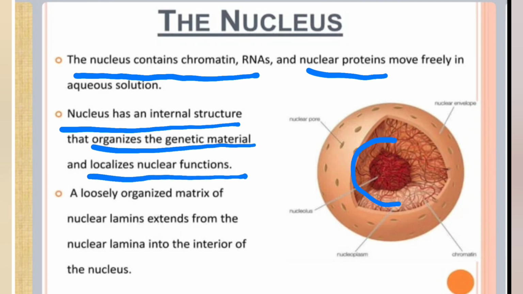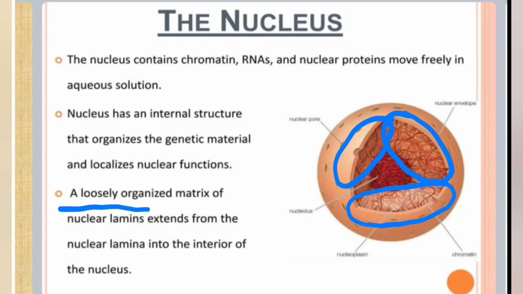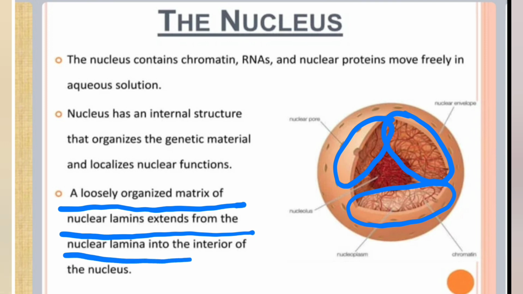Here you can see one red colored nucleolus. The nucleolus mainly contains this genetic material, and it has a proper structure. And here you can see one meshwork-like structure. So this is chromatin. These are loosely attached genetic materials, and the loosely organized matrix of nuclear lamins extends from the nuclear lamina into the interior of the nucleus. So here is the loosely organized matrix.